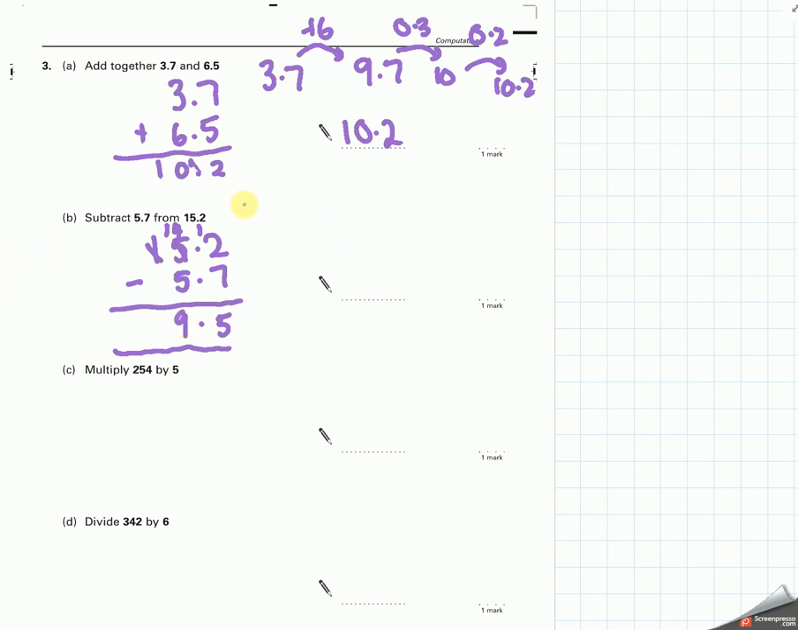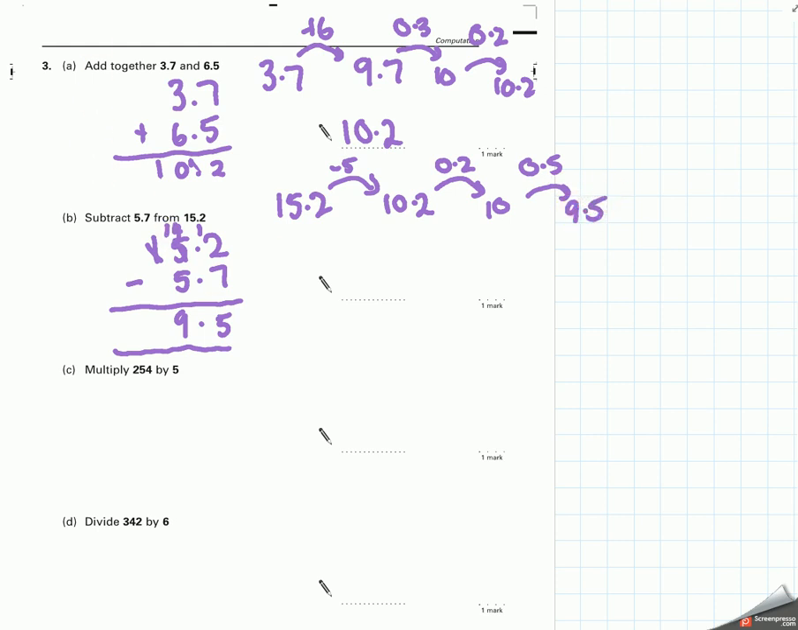Could do the same thing with the counting. Start with 15.2. If I subtract the 5, that will give me 10.2. Take off the 0.2 to get me to 10. I've still got 0.5 to go, so subtract 0.5, and that gives me 9.5.